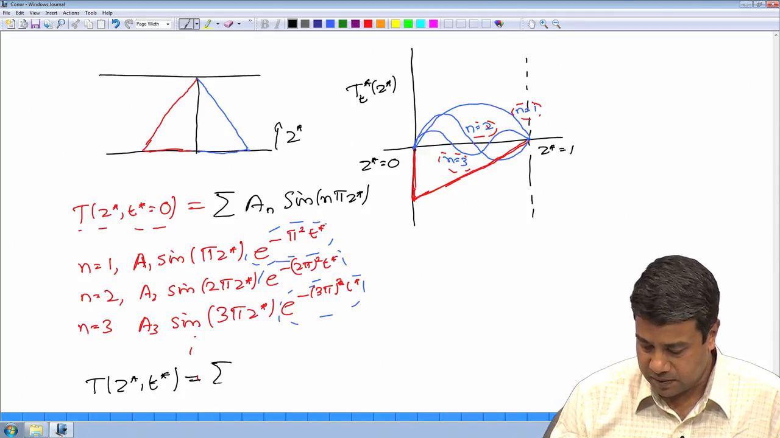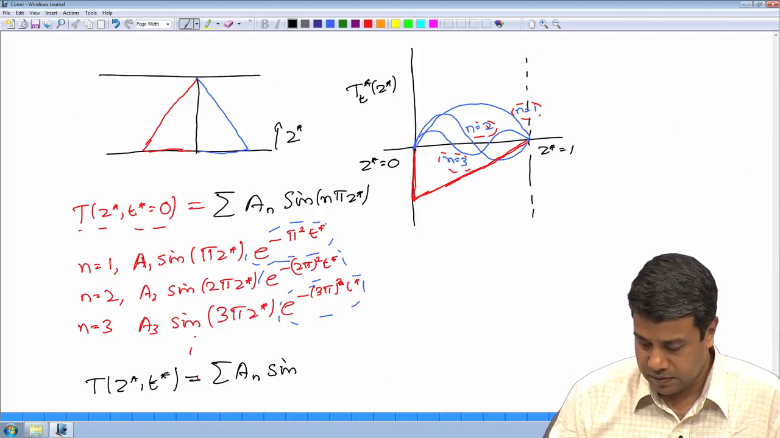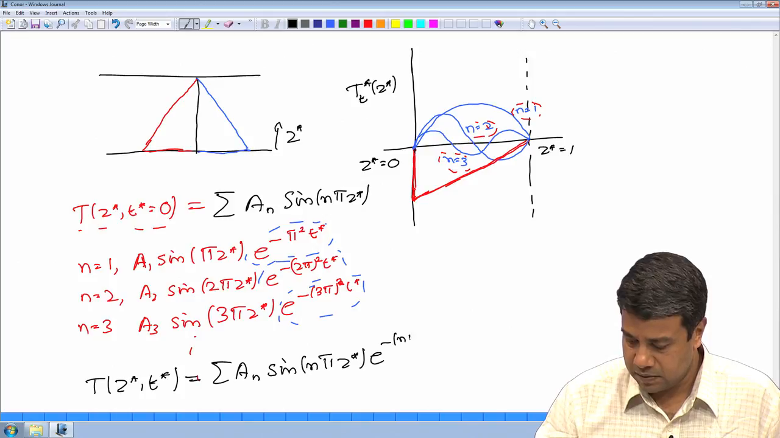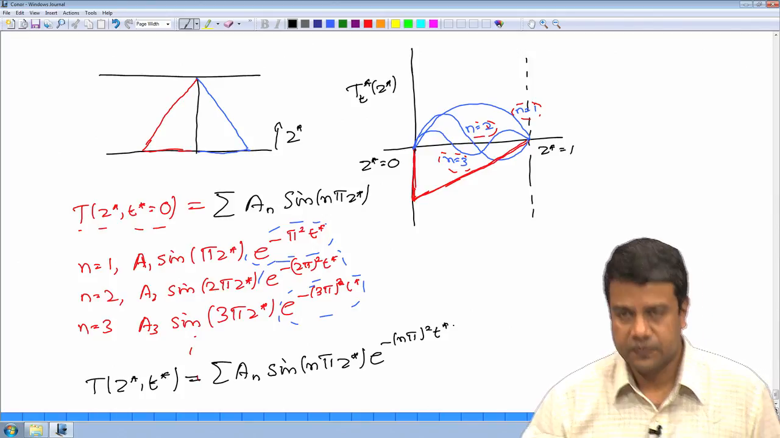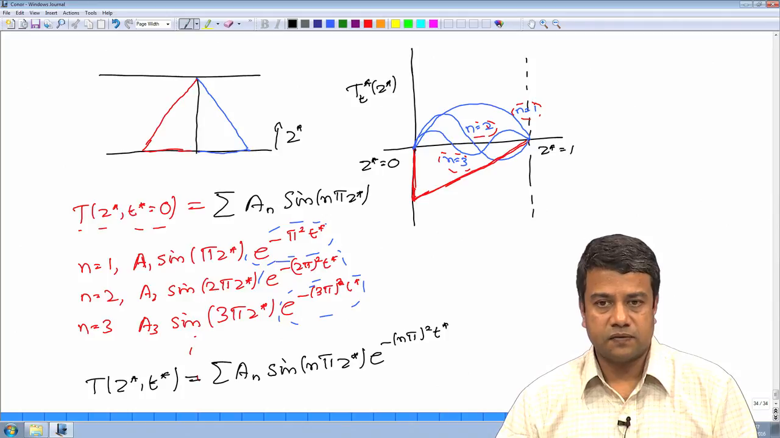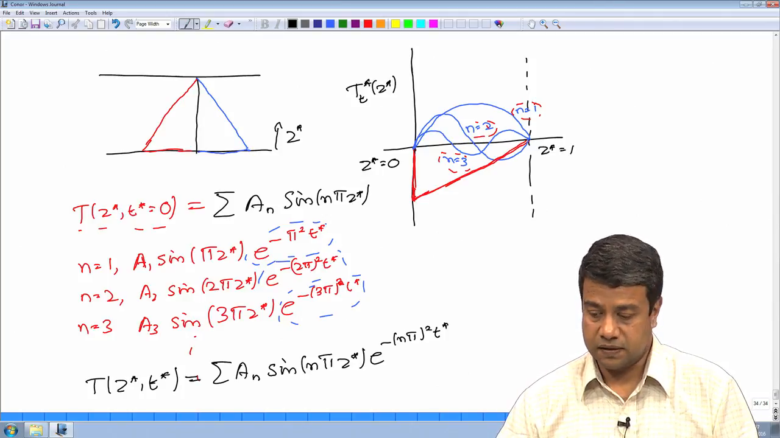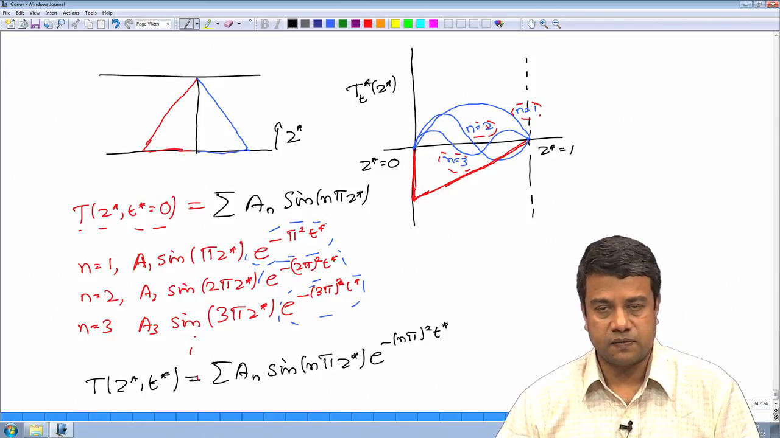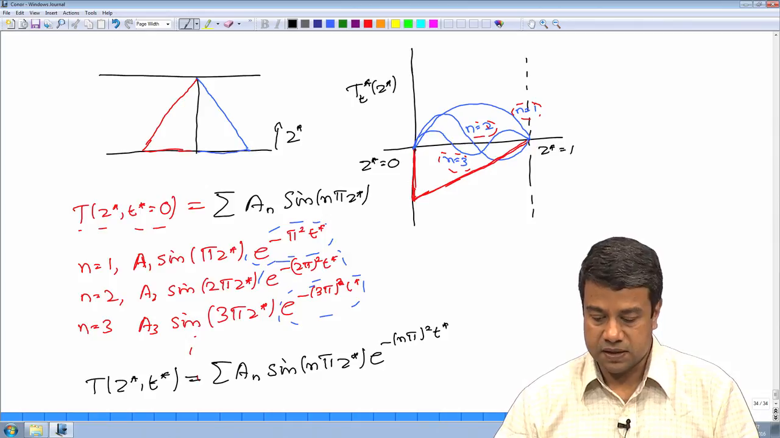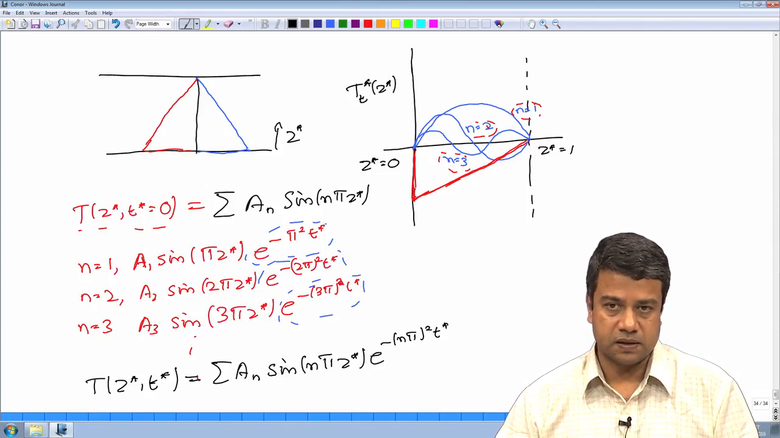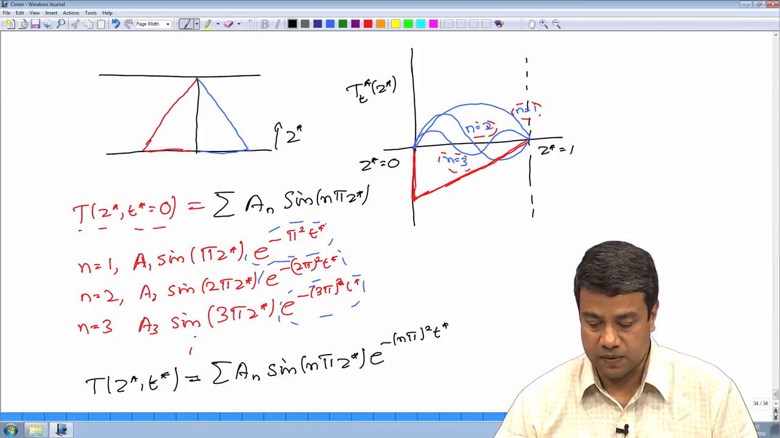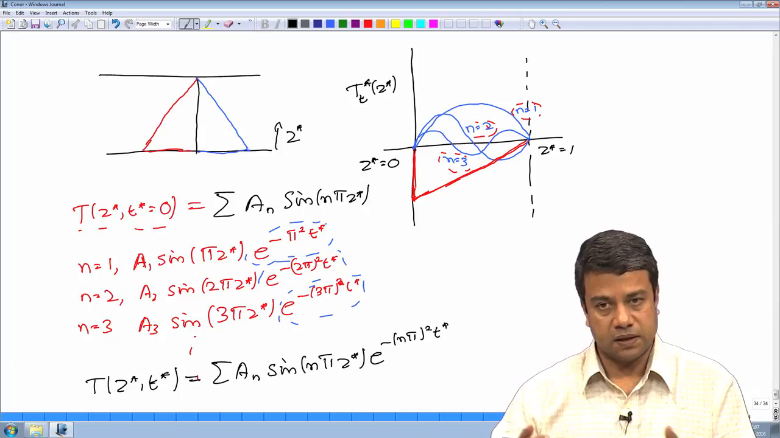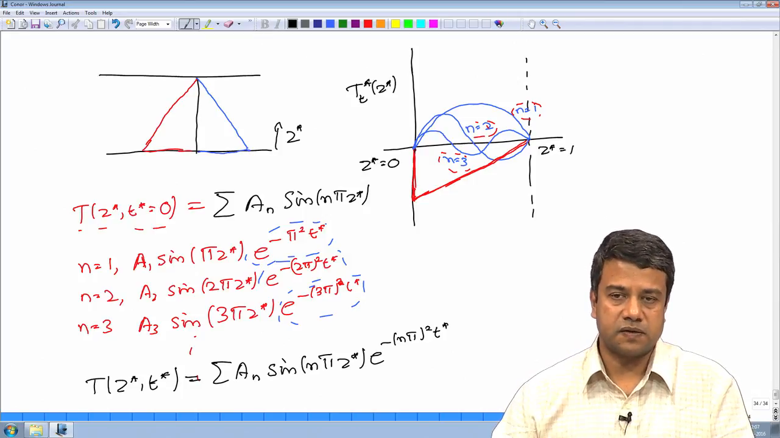Is equal to sigma a n. Okay. And you can see that for higher and higher n, these functions decay faster and faster. So, a function with n equal to 2 decays as e power minus 4 pi square t star, which is much faster than e power minus pi square t star. So, the lower functions actually decay much slower. The higher functions, for higher n, decay much faster.